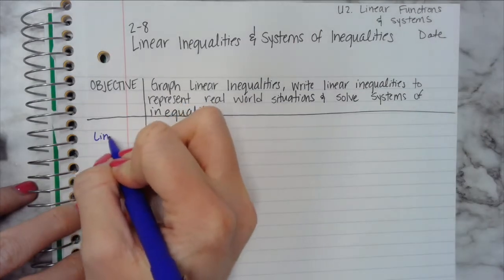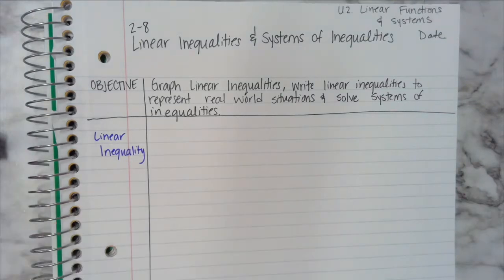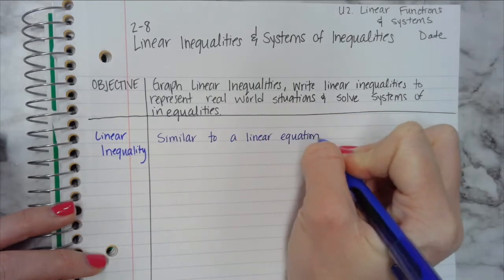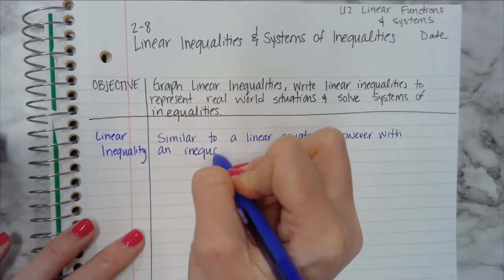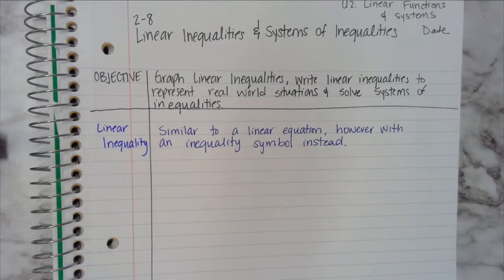So in our Q, linear inequality, and we're just going to define this. A linear inequality is similar to a linear equation, however, with an inequality symbol instead. So pretty simple explanation there. And so the way that we graph these, we follow the exact same steps as graphing a linear equation. We just have a couple other rules to follow.